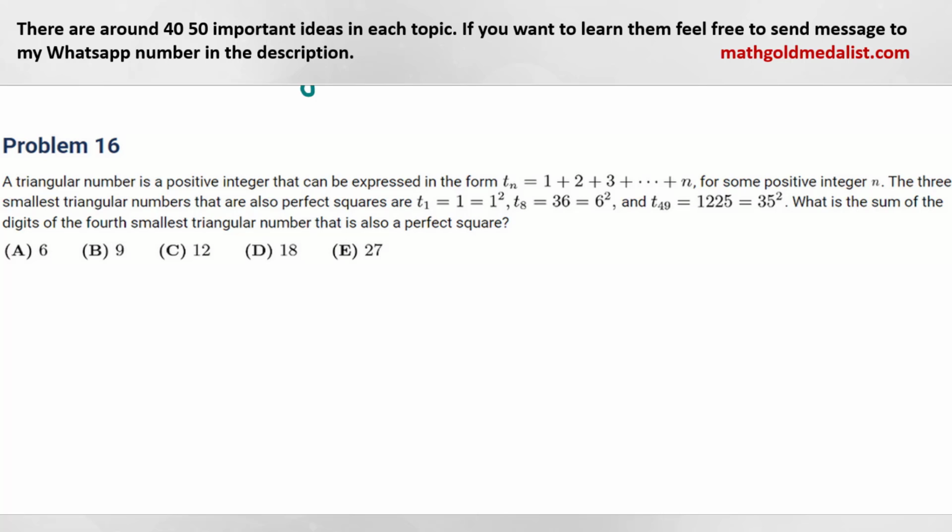Want a hint for this problem, or want to keep trying? Okay, sure. Sure.